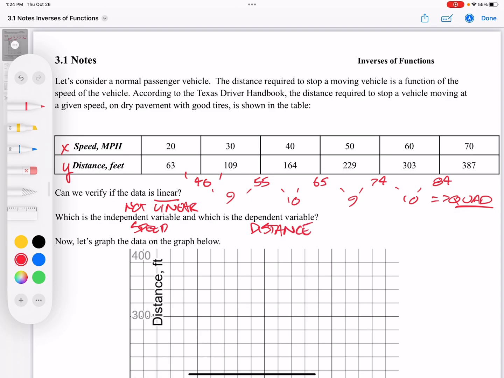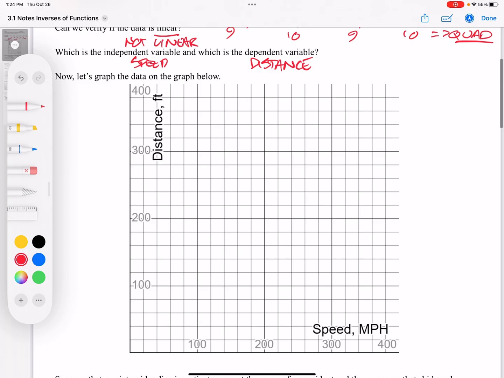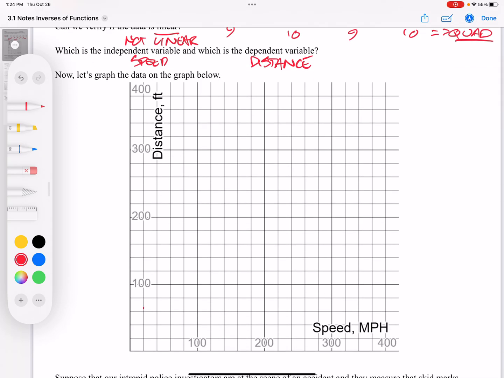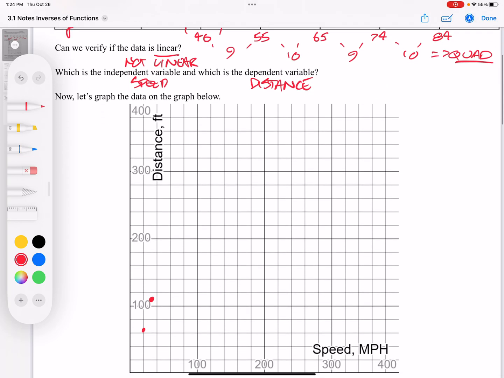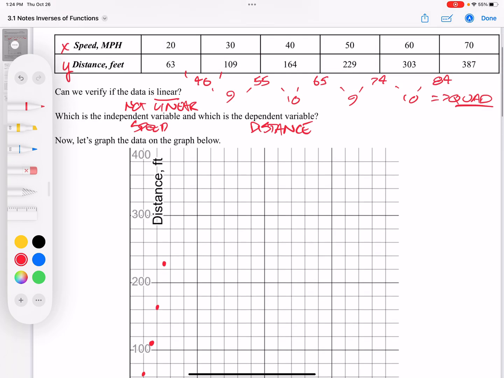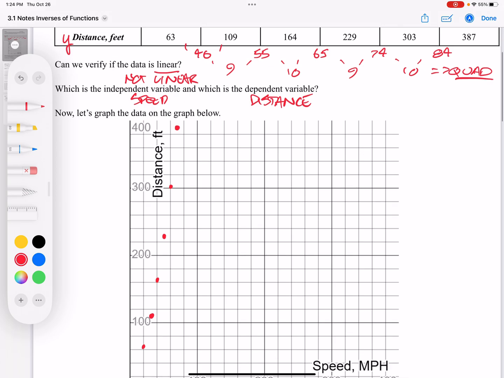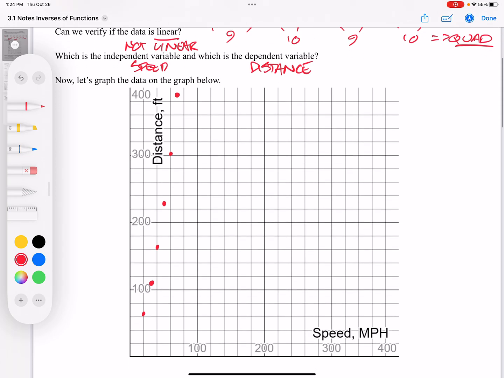Okay, so let's plot all of this data. Notice that each square is worth 20. So my first point is 20, 63, and then 30, 109, and then 40, 164, 50, 229, and then 60, 303, and 70, 387. So those are the points. We also know that if you are going 0 miles an hour, it takes you 0 feet to stop. So we can plot those like that.